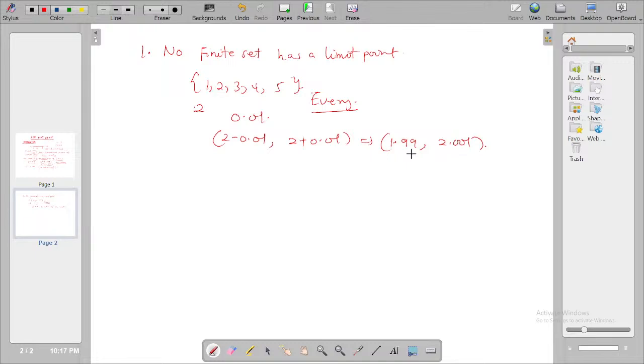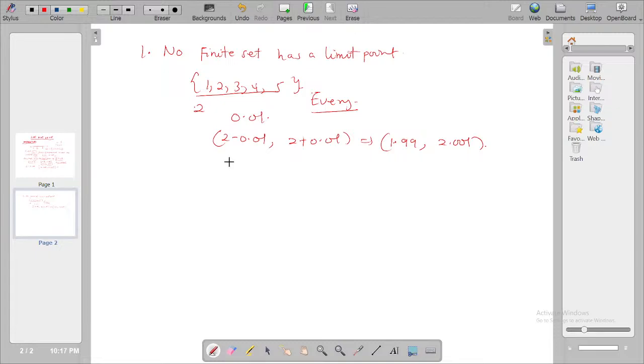So we realize that for this open interval, we should have at least one member from the set. From this set, I have 1. 1 is not part of this interval. 2 is part of this interval. Yes, so we have got 2.